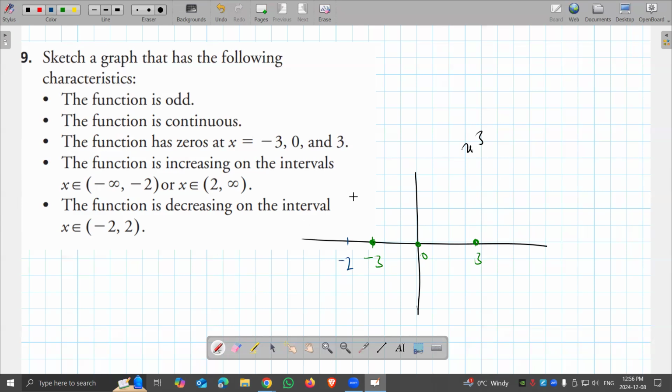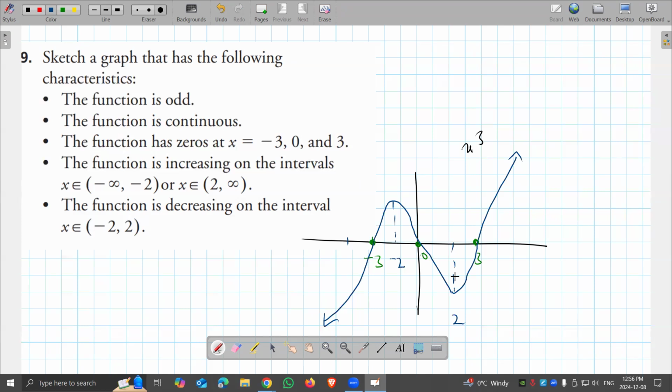But it's a cubic function. Does that work? I'll say this is 2. Does this work or no? What do you think? It does, right? Because negative 2 is here, positive 2 is there. It's decreasing on that interval and it's increasing everywhere else, right? So it checks out.